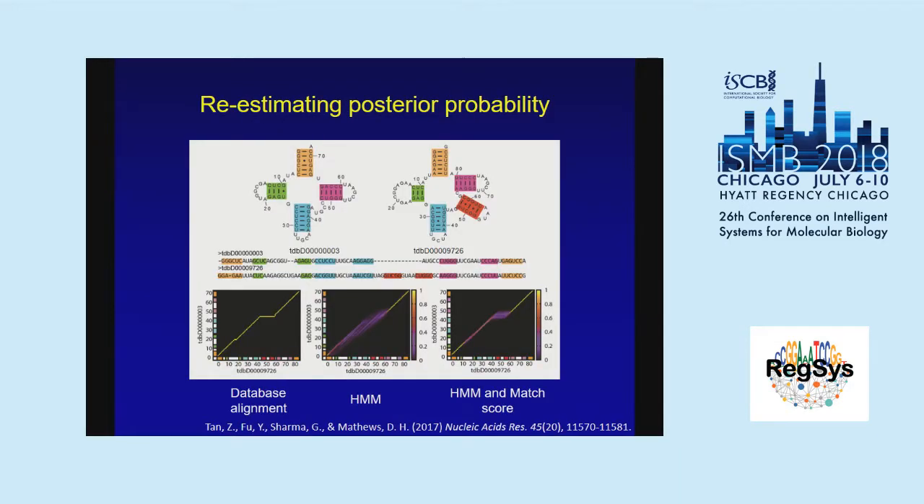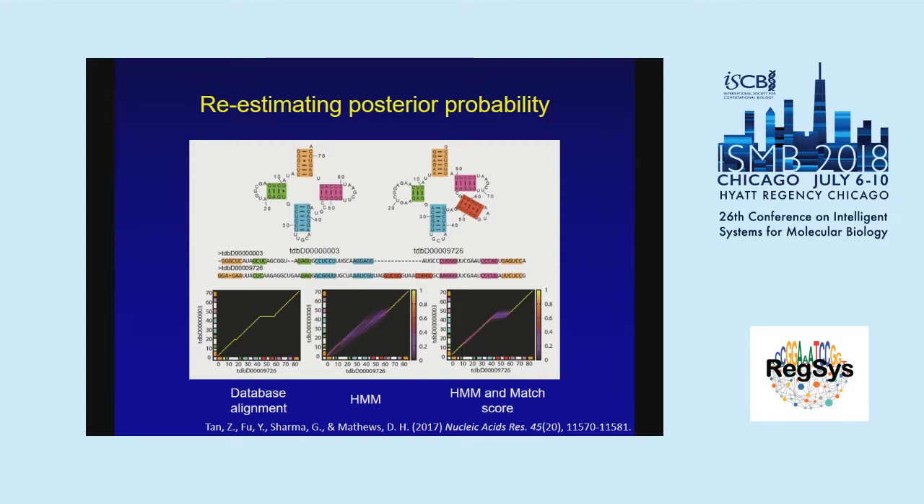Here's an example showing using the match score to improve the pairwise alignment. Here are two tRNAs, and there's an insertion in the second one. Here's the database alignment between the two sequences. The two axes are the index of the nucleotides in the two sequences, and the color matches their helix here. The insertion is over here.